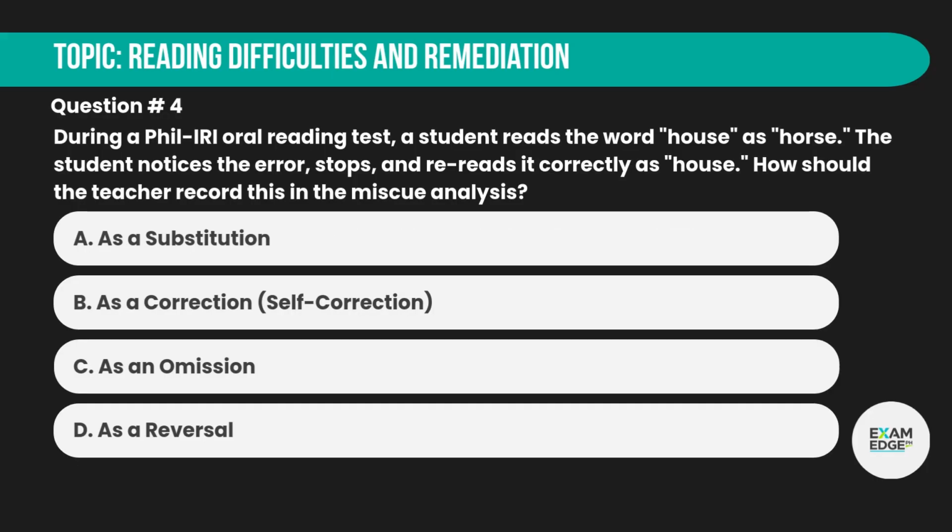Question number 4. During a PhilIRI oral reading test, a student reads the word house as horse. The student notices the error, stops, and rereads it correctly as house. How should the teacher record this in the miscue analysis? A. As a substitution. B. As a correction, self-correction. C. As an omission. D. As a reversal.